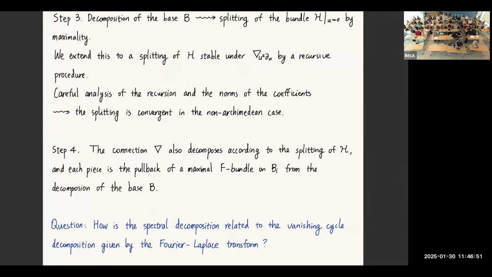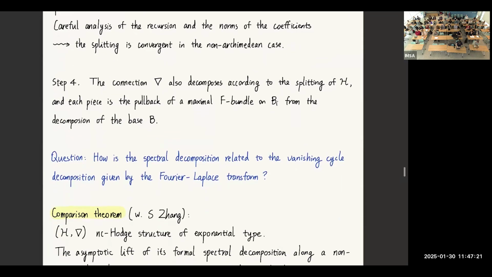I remember, I guess it's also in the Miami conference in 2021, when Maxime was talking about his blowup formulas, there is this vanishing cycle decomposition from the Fourier-Laplace transform, and also some formal decomposition. So I was wondering how they are related to each other.